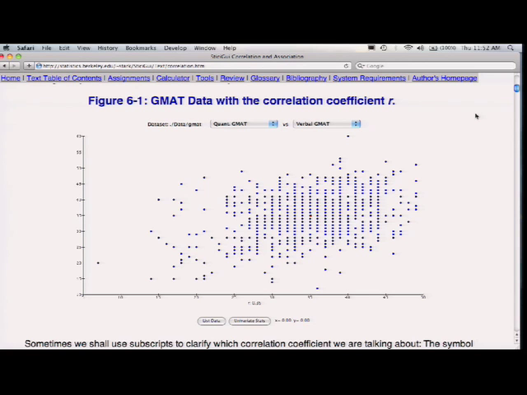Okay, so here is a scatter plot of the GMAT data again. We have a new little number down here on the bottom in an invisible font that says R = 0.35. That number R is the correlation coefficient. It is a measure of the strength of linear association. So it doesn't measure all kinds of association. It measures linear association. What is linear association? Linear association is how well the points follow a straight line.